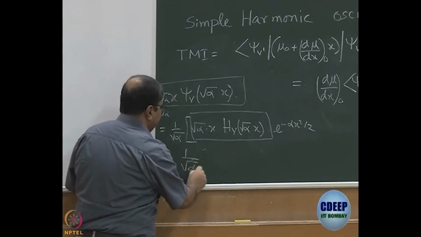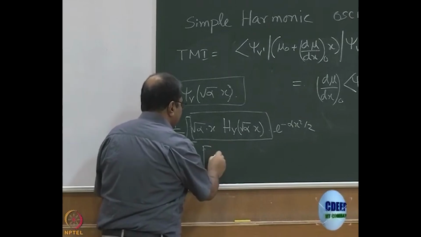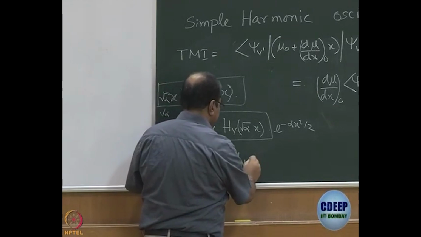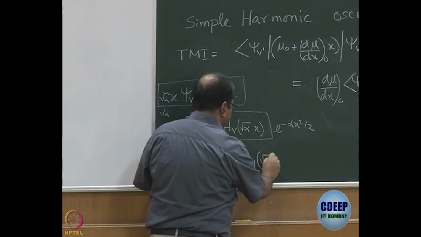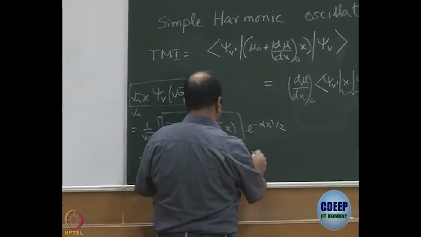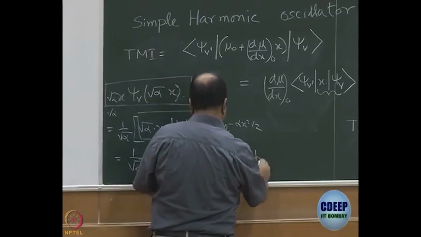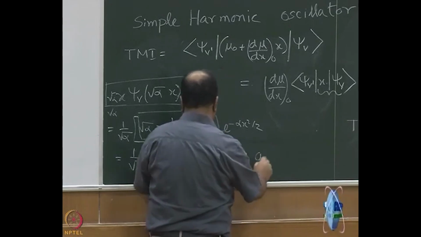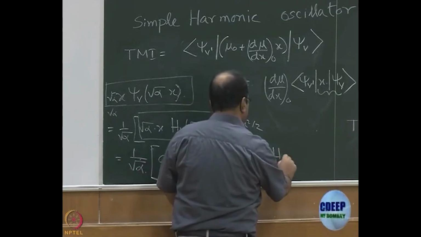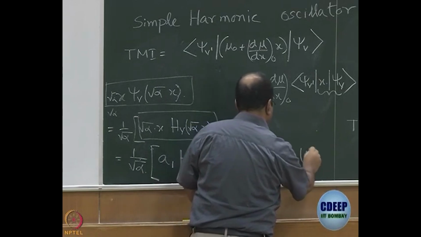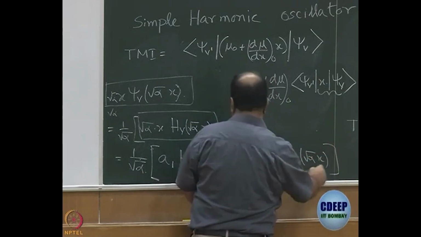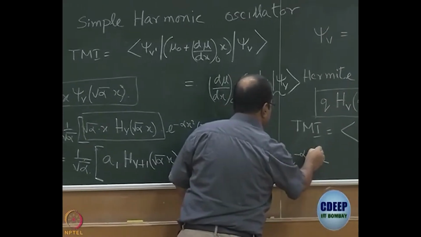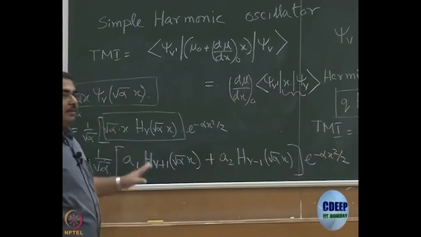1 by root over alpha, I will just write a1 and a2: a1 multiplied by H of v plus 1 of root over alpha x, plus a2 H of v minus 1 of root over alpha x, whole thing multiplied by e to the power minus alpha x square by 2. Are we okay?